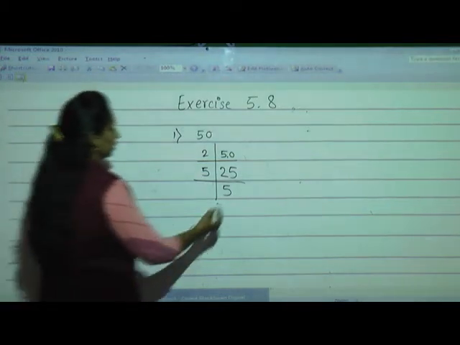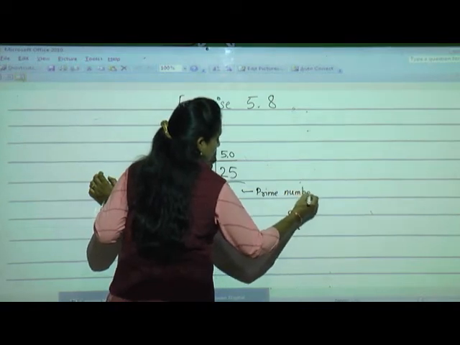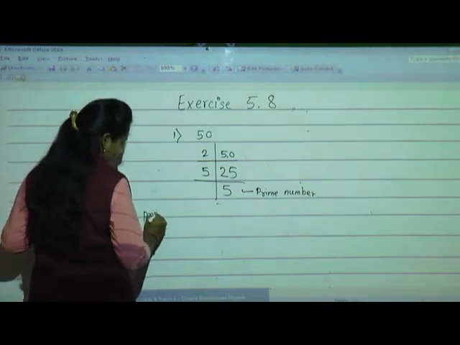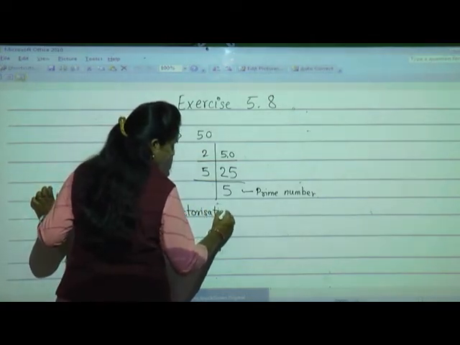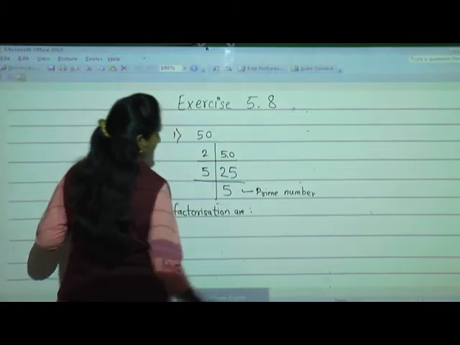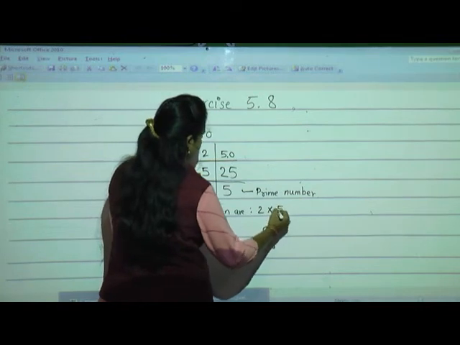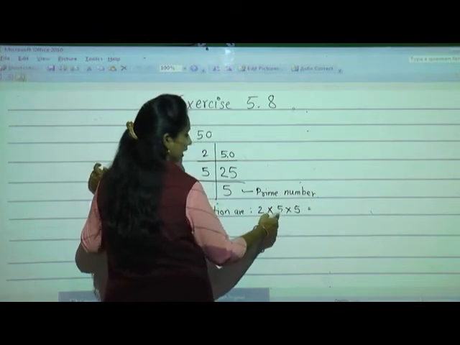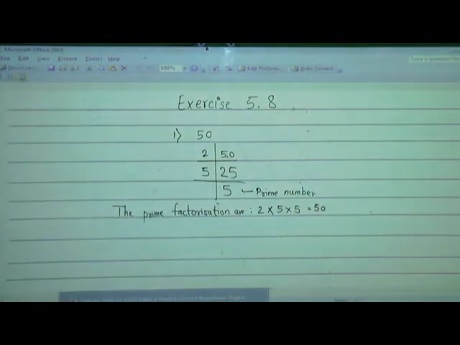Now here 5 is what? At the end, this is a prime number. So what are the prime factorizations? See, 2 multiplied by 5 multiplied by 5. So we get 2 5s are 10, 10 5s are 50. You can write here also. Understood? Yes. Now I'll solve the next one.